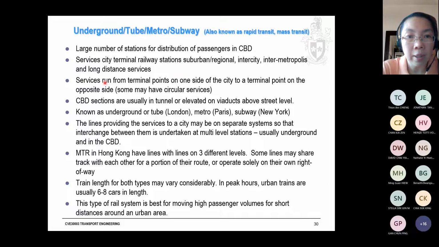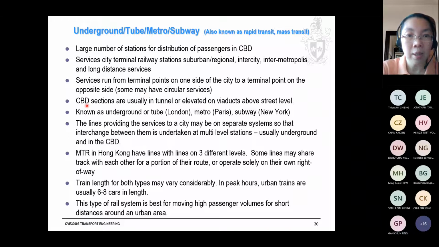Okay, and services run from terminal points on one side of the city to a terminal point on the opposite side. Some may have circular services. Usually you have one start point and it travels all the way to an ending point. This is a very typical route, and then you have another one maybe from east to west, one from north to south, something like that. Or some services have a circular type. It just goes from the starting point, goes one round and comes back to the same point again.